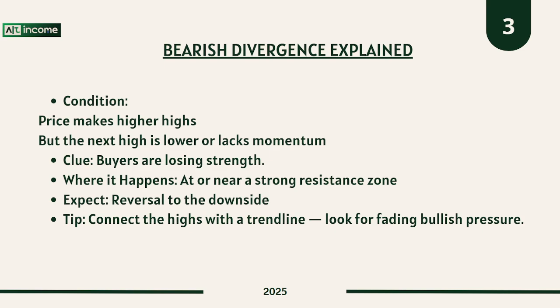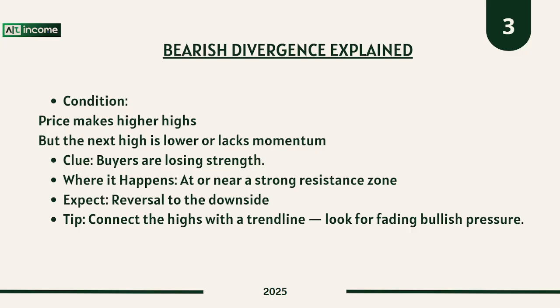And the bearish divergence means that the price is buying, and then we are expecting the sellers to come in, and then we sell. Okay, so what's the condition for it? That price makes higher highs. It keeps on giving us higher highs, but the next higher high is lower. Okay, or it lacks momentum.